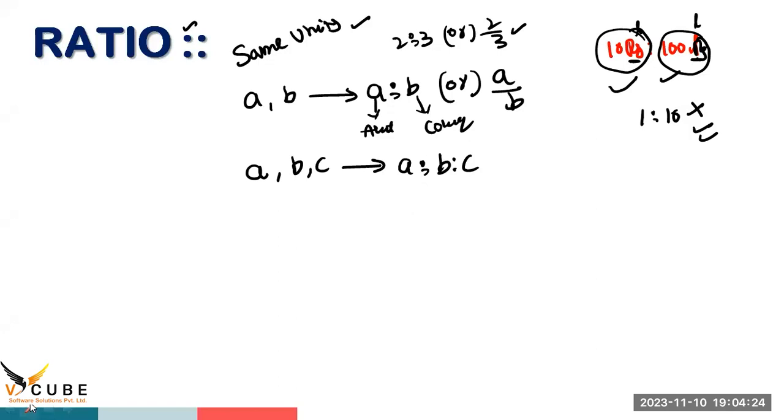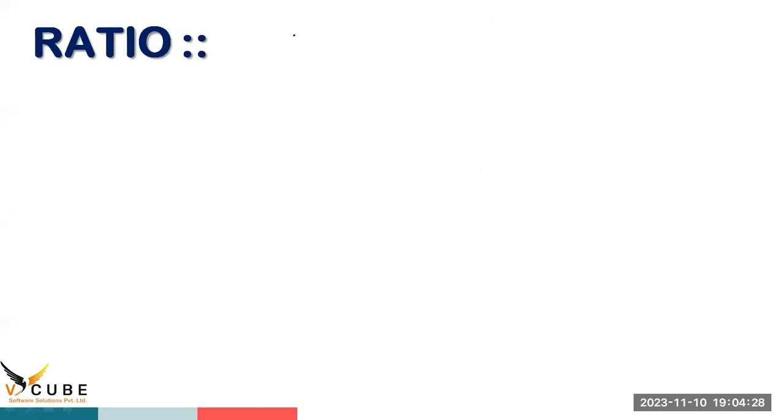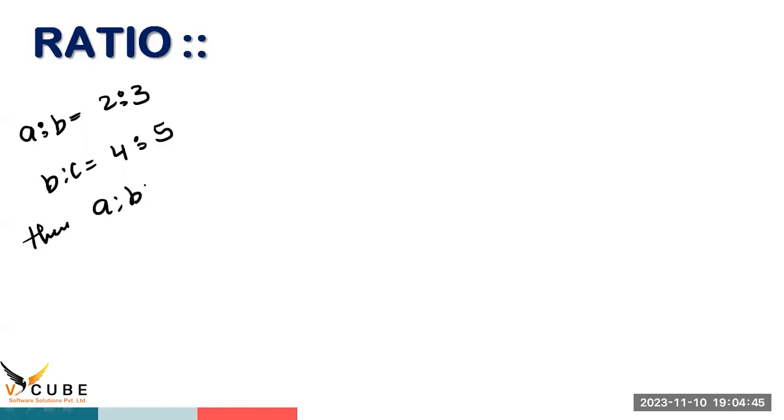Okay, and next one, how to find out the ratios? For example, guys, A is to B is equal to 2 is to 3 and B is to C is equal to 4 is to 5. Then find A is to B is to C, guys.